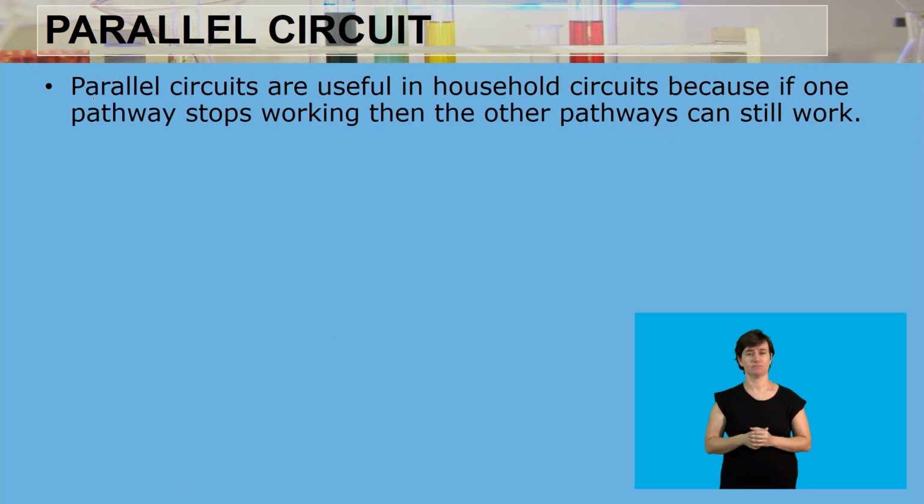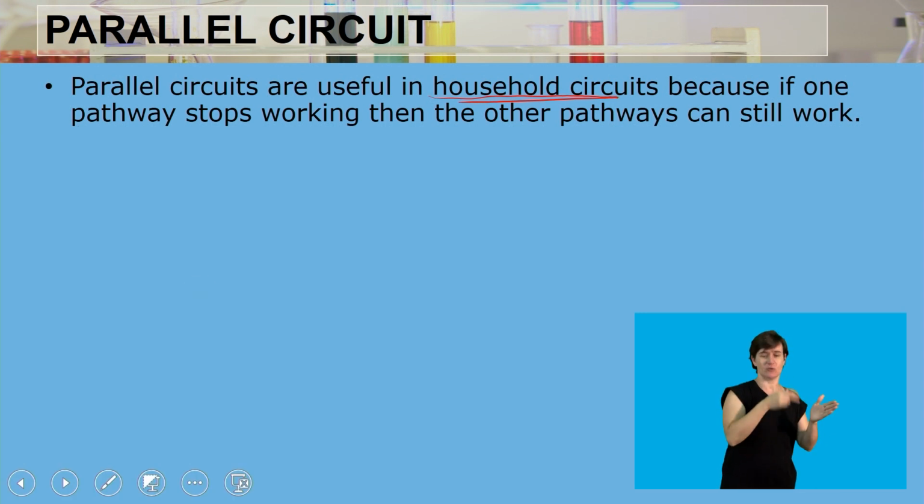Furthermore, parallel circuits are useful in households. How are they useful? Because if one pathway stops working, then the other pathways can still work. You do know that if you have a 3-room house or a 2-room house, if one of the light bulbs does not work, it does not mean that the other light bulb in a different room will stop working, because there's more than one pathway for the current to follow.